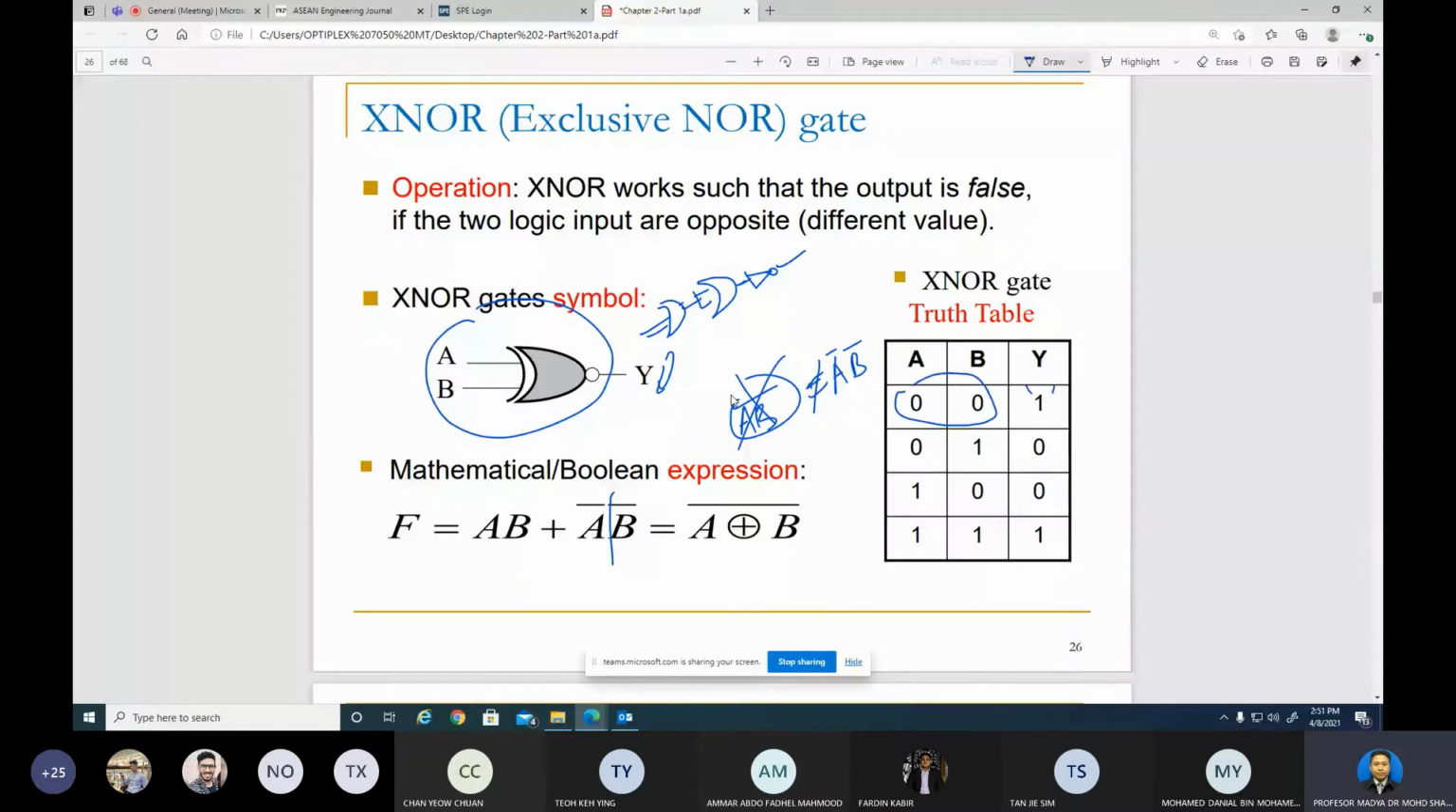It's true. And if not the same, the output will be 0. If we have 1 1 here, the output will be 1. If the two inputs are the same value, the output will be true. Then the rest will be 0. For example, if it is a different value, the output will be 0 or false. We call it false, or 0.